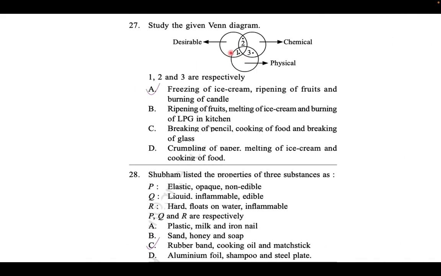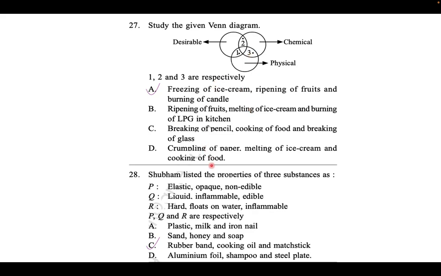1 is the freezing of ice cream, 2 is the ripening of fruits, and 3 is the burning of the candle. The change in the physical state of the wax represents the physical change, and the burning of wax in the presence of atmospheric oxygen to produce new substances like carbon dioxide, heat and light depicts the chemical change.